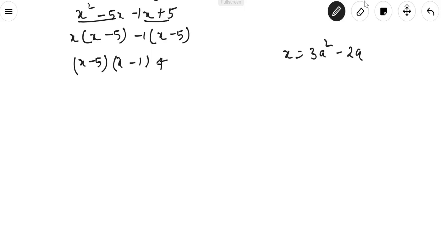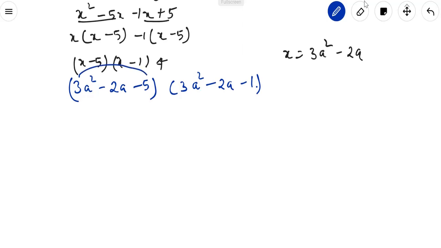So this equation becomes 3a square minus 2a minus 5, one term. The second term I'm going to get as 3a square minus 2a minus 1. So what will I do here? Again we have to factorize this because it is a quadratic polynomial equation. So what will I do? I will multiply these two terms.